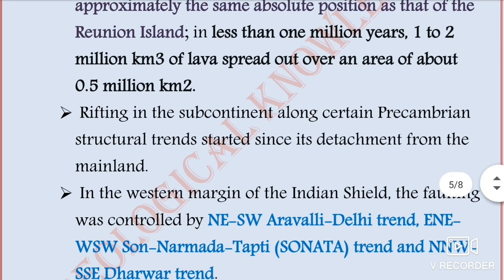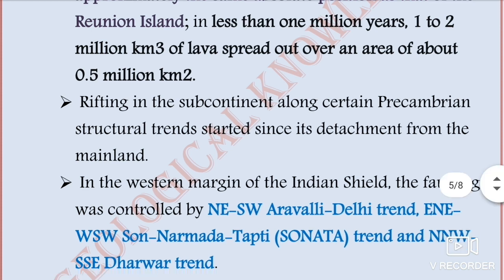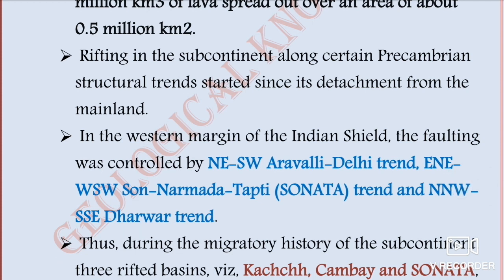And the rifting in the subcontinent occurred along certain Precambrian structural trends, starting since its detachment from the mainland. In the western margin of the Indian Shield, the faulting was controlled by the northeast-southwest Aravalli-Delhi trend, the east-northeast to west-southwest Son-Narmada-Tapti lineament, better known as the SONATA trend, and the north-northwest to south-southwest Dharwar trend.